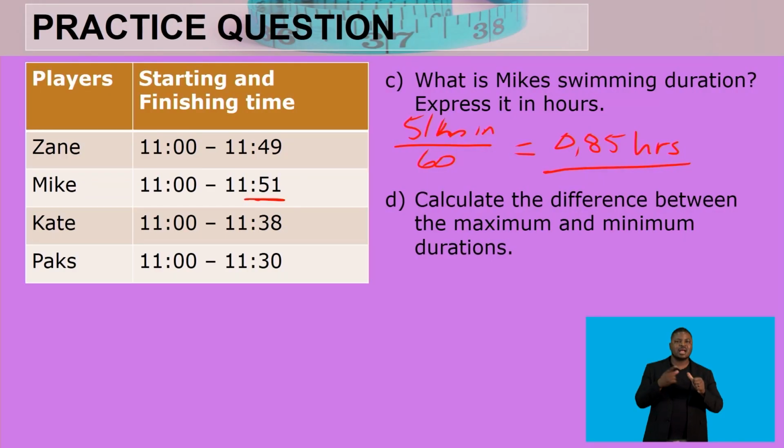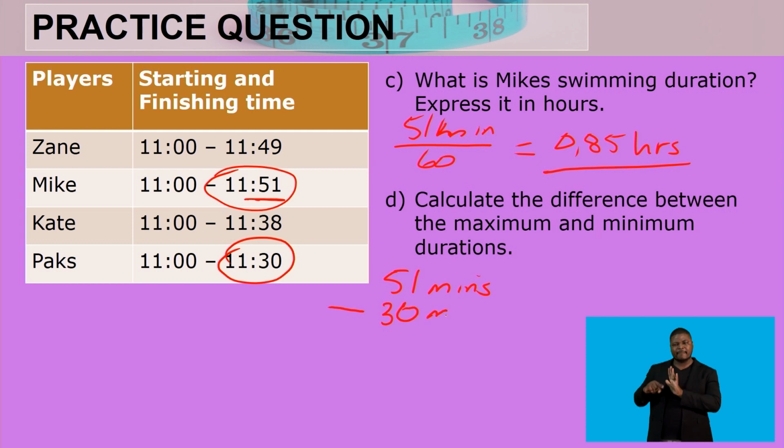Calculate the difference between the maximum and the minimum duration. What is our maximum duration? The person that finished later than all of them is Mike, because it's 51. So it's 51 minutes minus, what is the minimum? It's 30 minutes. So what is 51 minus 30? It gives us 21 minutes. That is the difference between the maximum duration and the minimum duration.